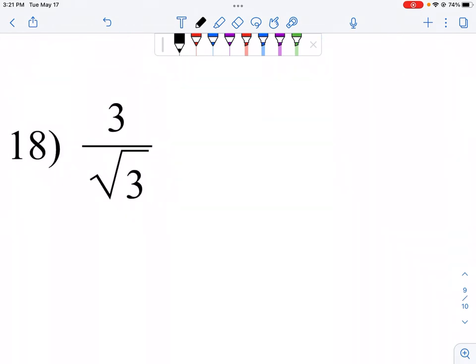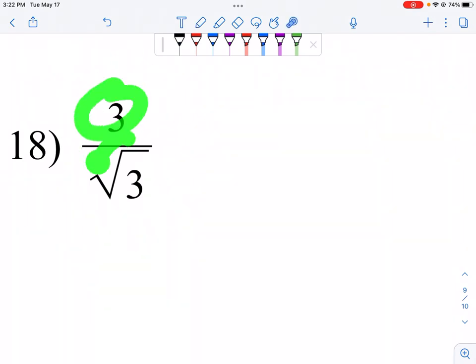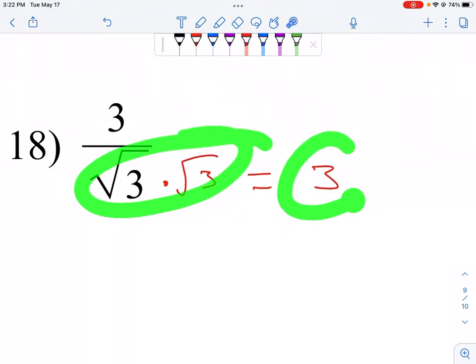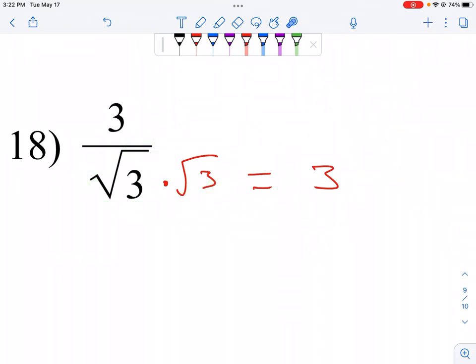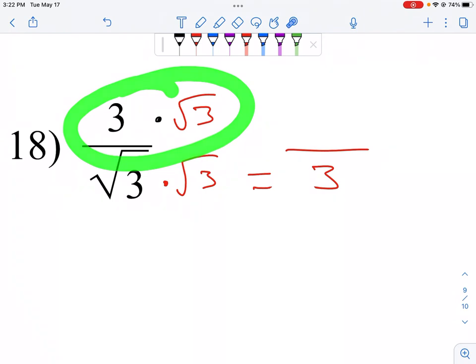For number 18, I would look to reduce. I cannot reduce these. I have one outside, I have one inside. They're just different values, so they're not going to reduce. So I'm ready to multiply rad 3 to the bottom and give me a regular 3. These cancel each other out to just make a regular 3. I'm going to multiply to the top a rad 3 as well. And I can't multiply these to make either 9 or rad 9. It just doesn't work because they're not both inside.